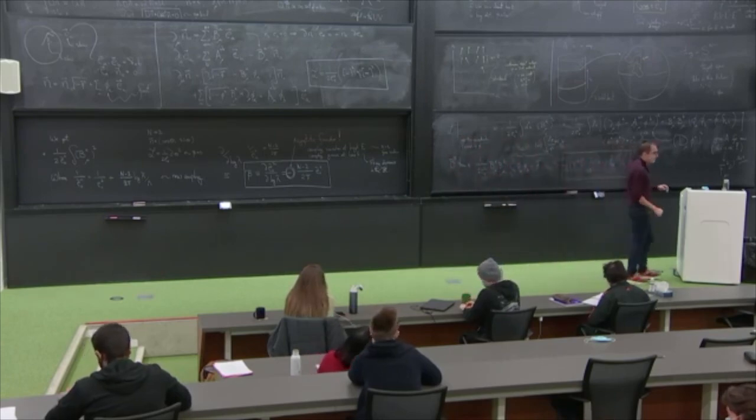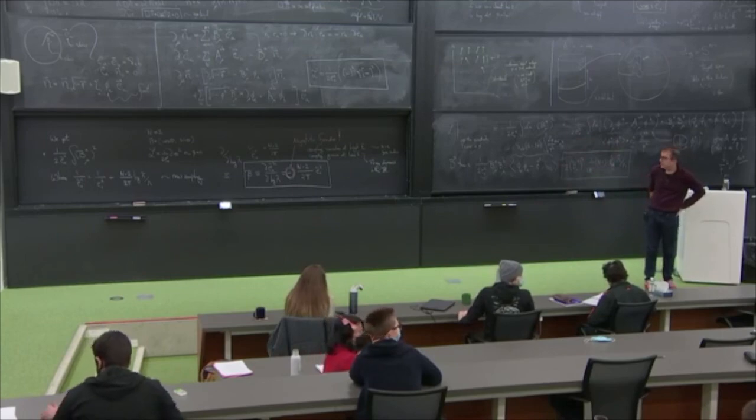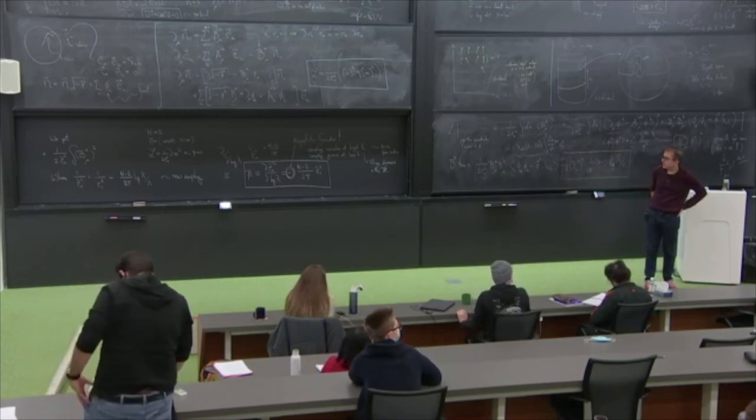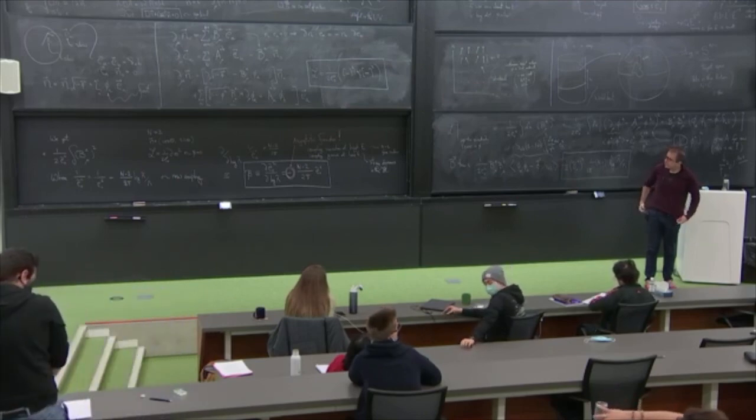Okay, so let's take questions. I'm just going to ask, is the reason why it's consistent to only go to second order in phi because all the higher order terms are irrelevant? So that's why we don't have to worry about that.